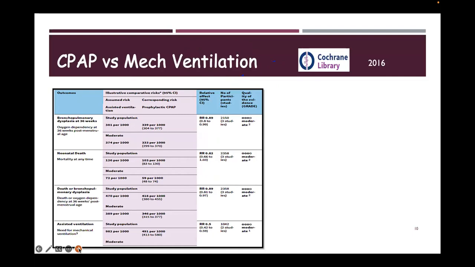Now consider the evidence whenever we compare the CPAP with mechanical ventilation. CPAP reduces death. It also reduces BPD, and it also decreases the need for ventilation and surfactant by almost 50%.